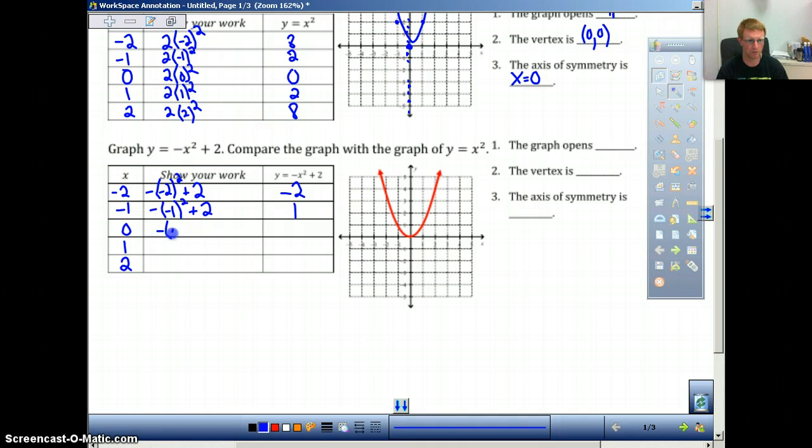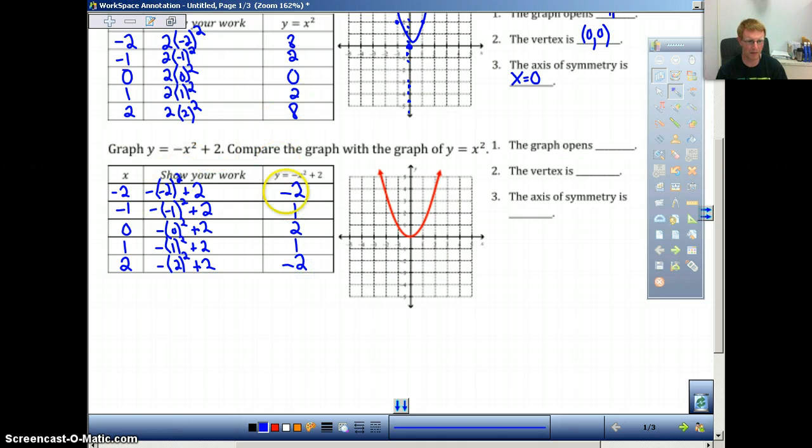We have negative 0 squared plus 2. That's equal to 2. We do negative 1 squared plus 2 is going to be, again, a positive 1. And then we have negative 2 squared plus 2. Again, 2 squared is 4. Negative 4 plus 2 is negative 2.